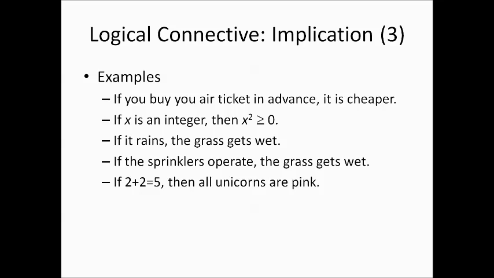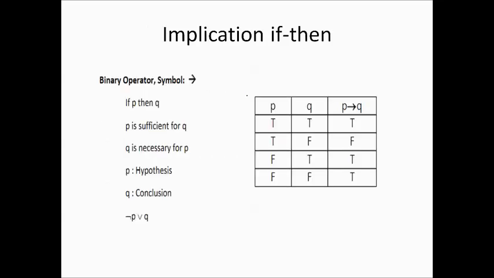These are just examples. If you buy your air ticket in advance, it is cheaper. If x is an integer, then x squared is greater than or equal to 0. If it rains, the grass gets wet. If the sprinklers operate, the grass gets wet. If 2 plus 2 is equal to 5, then all unicorns are pink. So again, we are using if-then for the implication, and of course the symbol is the directional arrow going to the right. Remember, class, that P is the hypothesis and Q is the conclusion.